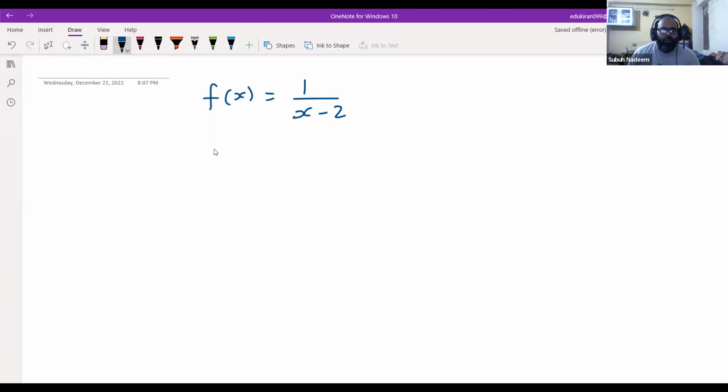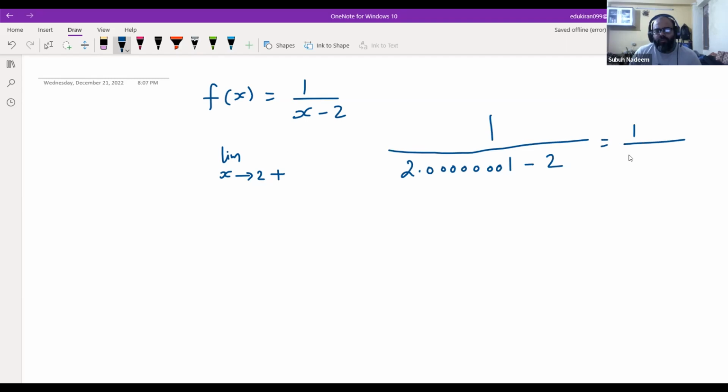So if you talk about a point, limit x approaching 2 plus, suppose that is right of 2. So you can think of a value like 2.0000, this is just to make you understand. Minus 2, 1 upon a value of something like this sort, which will be 1 by 0.000...1. So many zeros are there. So the reciprocal will be 1000. So it is a very large value.